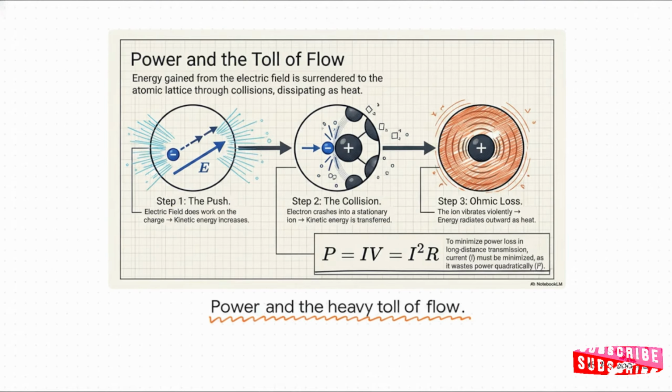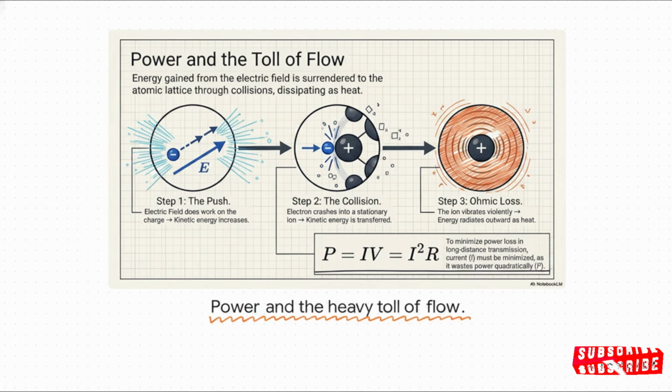As we saw with our pinball analogy, forcing electrons through a resistor full of atoms isn't a free ride. The system exacts a pretty heavy toll. Follow the sequence here. First, the electric field pushes the charge, increasing its kinetic energy. Second, that electron inevitably crashes into a stationary ion in the atomic lattice. The kinetic energy gets transferred right during that collision. And third, that ion absorbs the energy and starts vibrating violently.